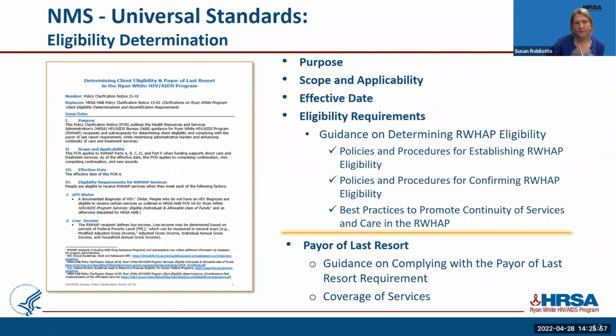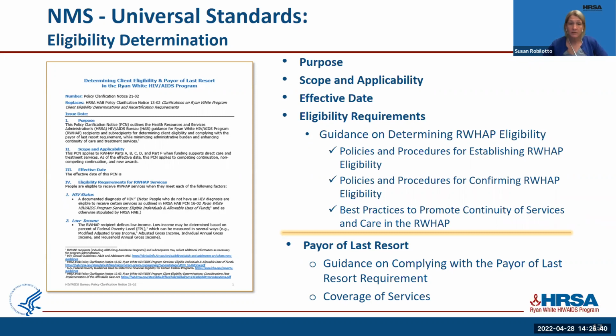All right. So first, let's go through an example of the Universal Monitoring Standards. As you are aware, Policy Clarification Notice 2102 was released recently and outlines RWHAP guidance for RWHAP Part B recipients and subrecipients for determining client eligibility and complying with the payer of last resort requirement while minimizing administrative burden and enhancing continuity of care and treatment services. The Policy Clarification Notice document provides the purpose and scope and applicability, effective date, and eligibility requirements.